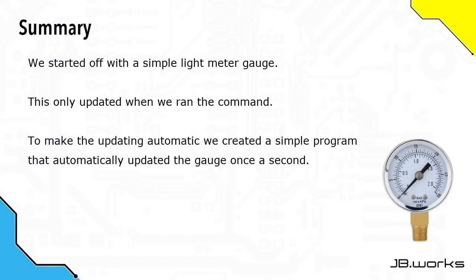So to summarize, we started off with a simple light meter gauge, and that only updated whenever we ran the command. So it was a manual system. So to make the updating automatic, we then created a simple program that caused the gauge to update every second.